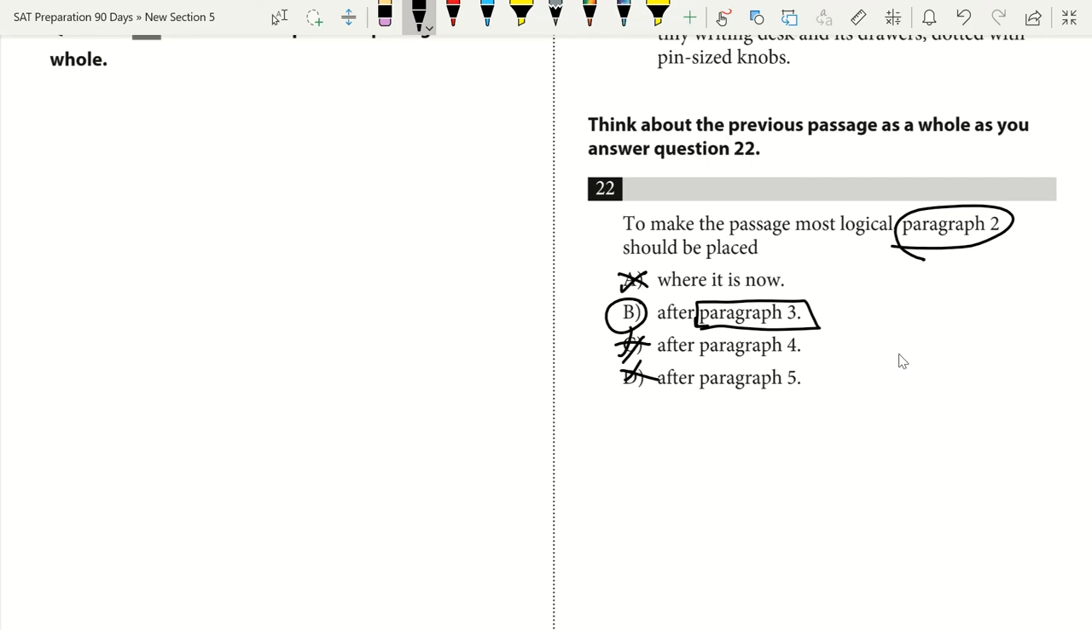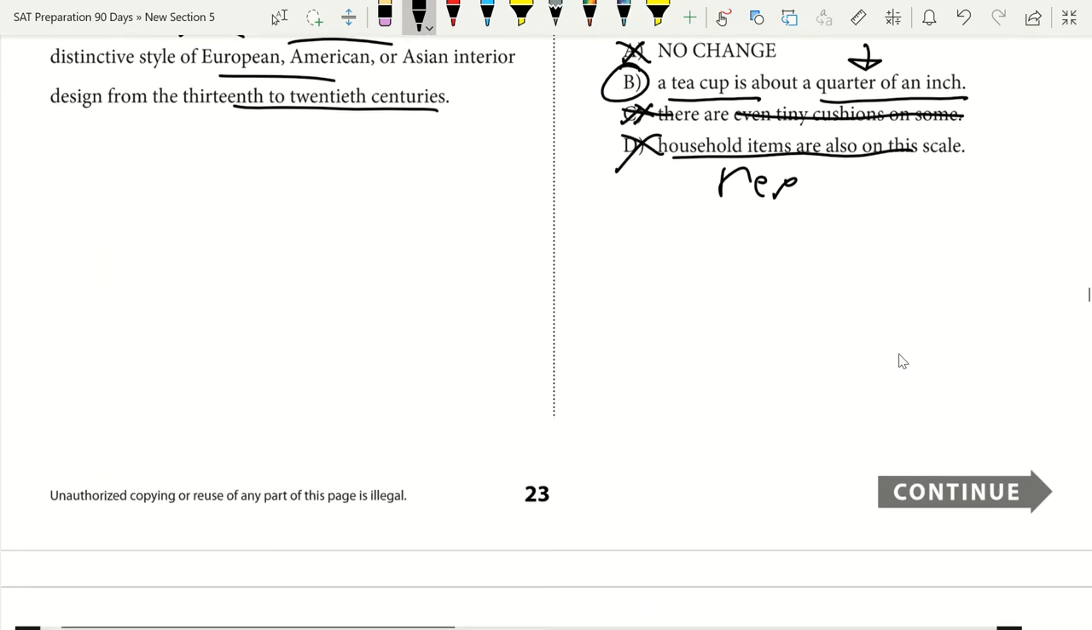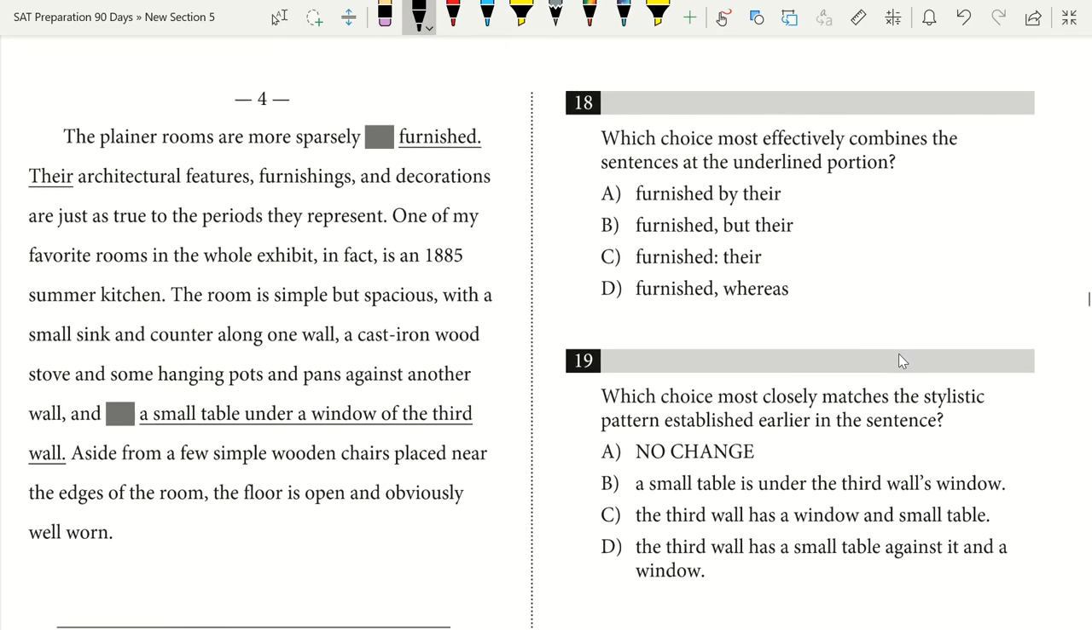All right, so now let's go ahead and scroll back up to where we left off. I believe that was at question 18. Just to make sure, and it was, so let's go ahead and get going on that. Okay, we're asked to maintain or combine the sentences with the underlined portions. So we have, "The plainer rooms are more sparsely furnished. Their architectural features, furnishings, and decorations are just as true to the periods they represent."